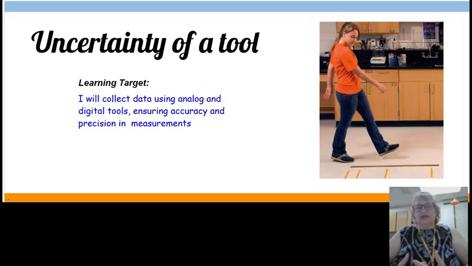So today's lesson is uncertainty of a tool. When you're looking at making a measurement, what you write down isn't exactly what it is, right? There's a little bit of fudgy room in there. So we're going to talk about that. I will collect data using analog and digital tools, ensuring accuracy and precision in measurements.